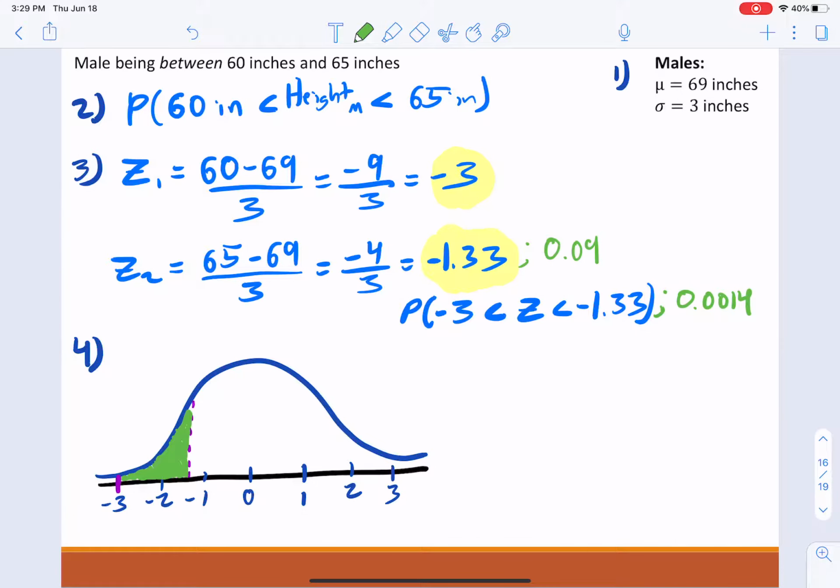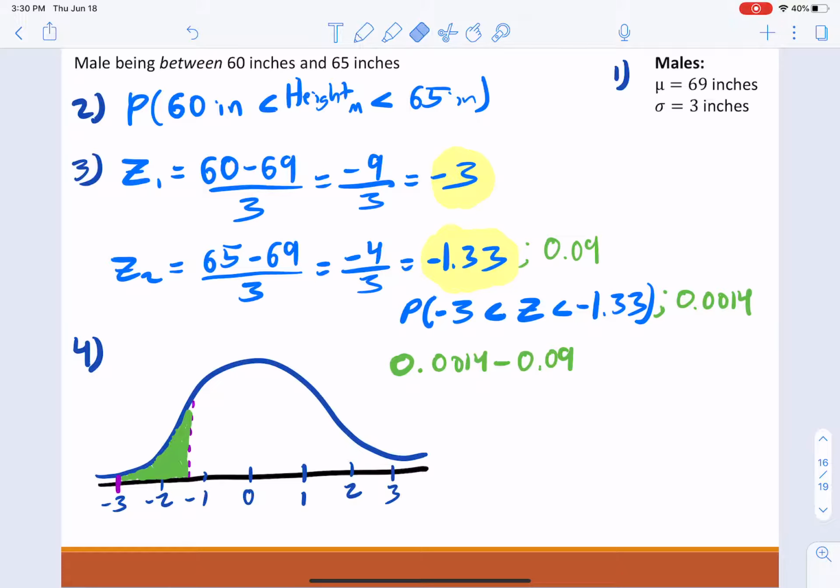Great. Cool. And all we need to do now is 0.0014, and we need to subtract 0.09 from that, so we can get this shaded area here. All right. So take a moment and pause the video and just make sure that makes sense, because it is kind of out there. It is kind of out there.